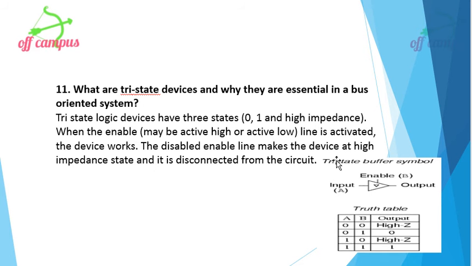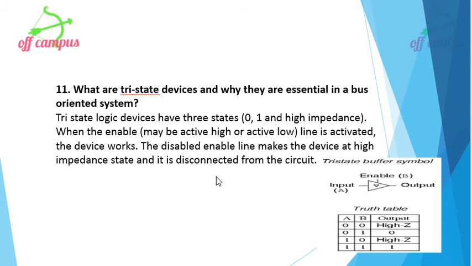Okay, when the enable line is activated, the device works. Whenever the enable line, it may be active high or it can be active low, which means the bubble symbol will come. When the enable signal line is activated, then only the device starts to work. Okay, the disabled enable line makes the device go to high impedance state. And what does high impedance state mean? It is disconnected from the circuit. Can you understand, guys? It is getting disconnected from the circuit.